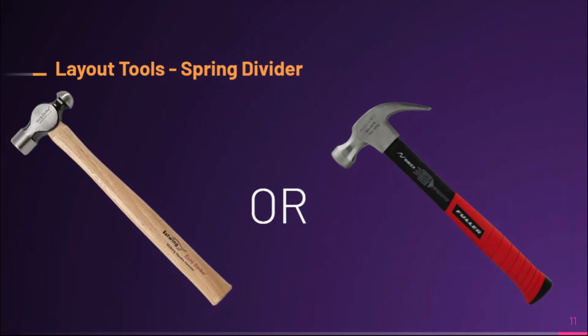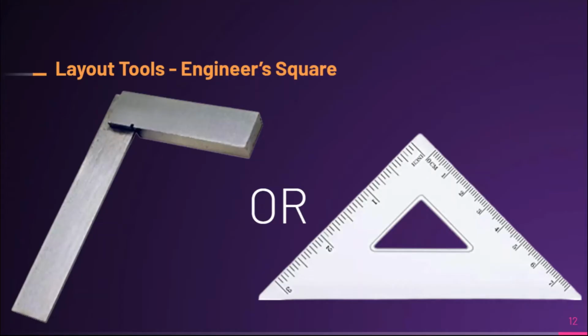The next thing you'll want is an engineer's square. The engineer's square makes it very easy to draw perpendicular lines to any given surface or edge. If you do not have an engineer's square, you can use a protractor and line it up to an edge to draw your perpendicular lines.